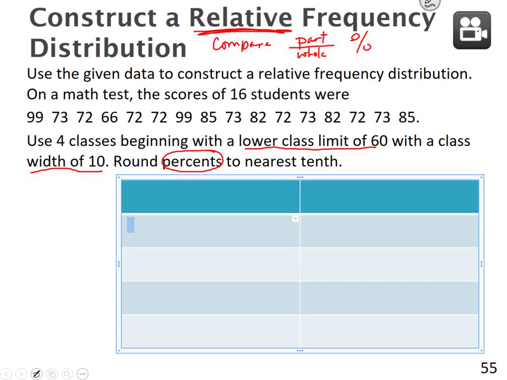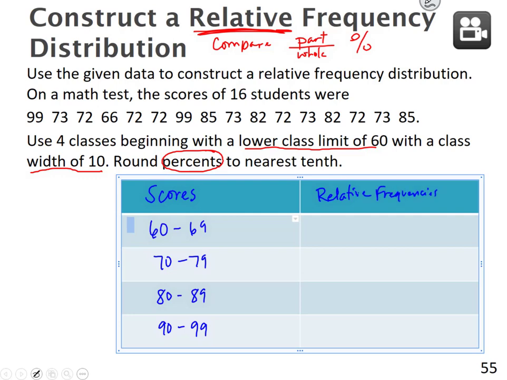And so, again, we're going to have the scores in our first column, and we're just going to fill in the same classes we had previously. So 60 to 69, 70 to 79, 80 to 89, 90 to 99. And in fact, we still have the same frequencies, but in the second column, you want to label it relative frequencies. And just keep in mind, every time you see that relative, you're turning it into a comparison, in this case, a percent. And so I'm going to start by writing the frequencies we found from the previous chart. 1, 9, 4, 2. That's the raw data, the raw frequency.